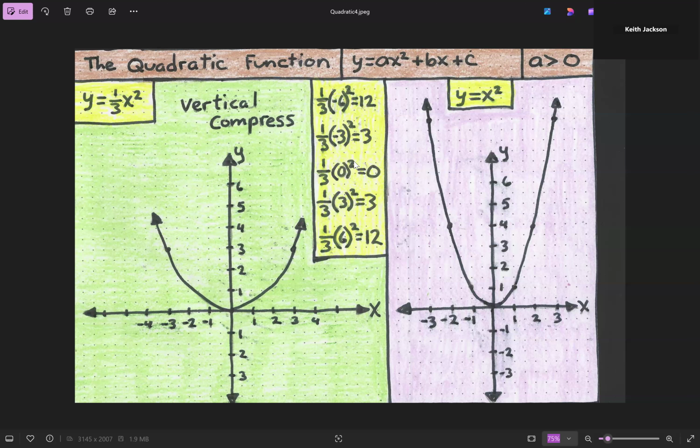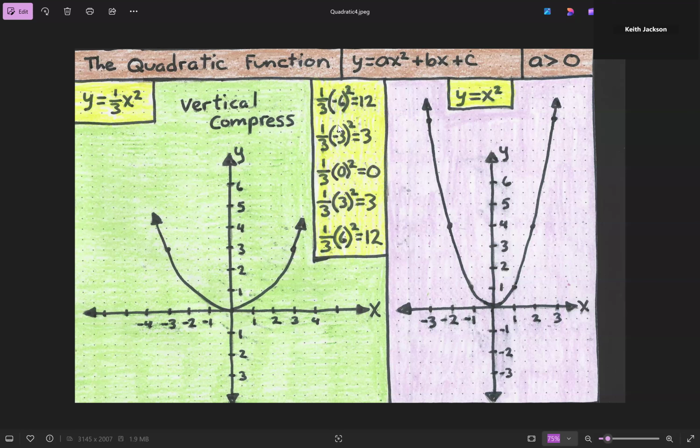And 0 raised to the second power will give us 0. 0 times 1/3 will give us 0. And 3 raised to the second power will give us 9, just like right here. And 9 divided by 3 will give us 3 here. And 6 raised to the second power will give us 36. 36 divided by 3 will give us 12. And now, as you can see here, let us use our ordered pairs and put them there.